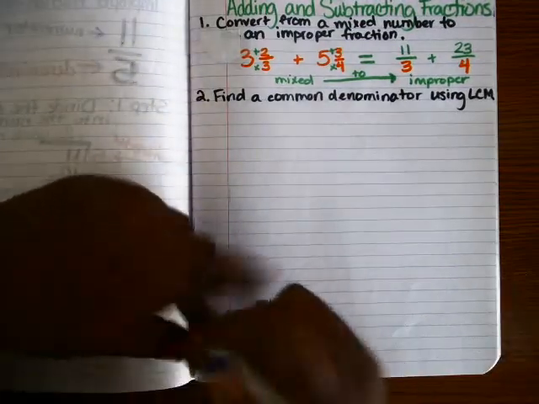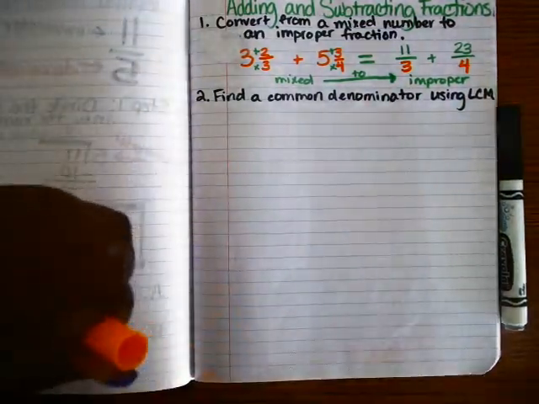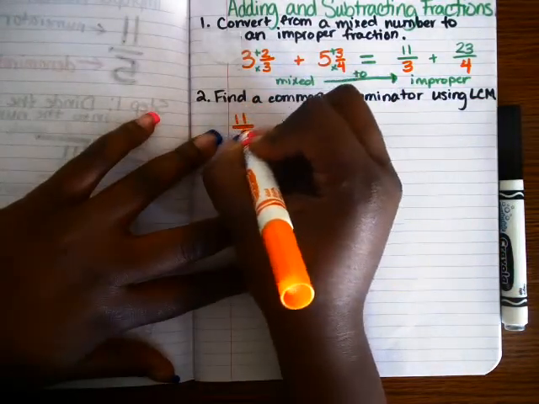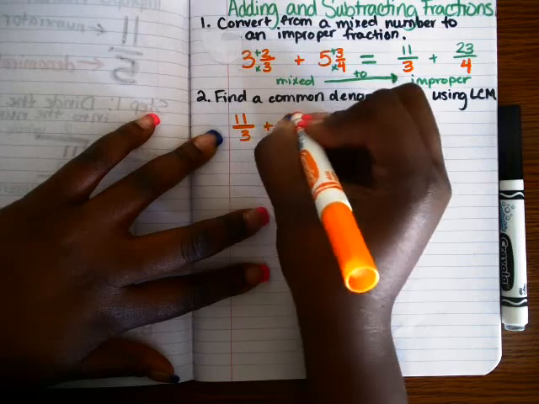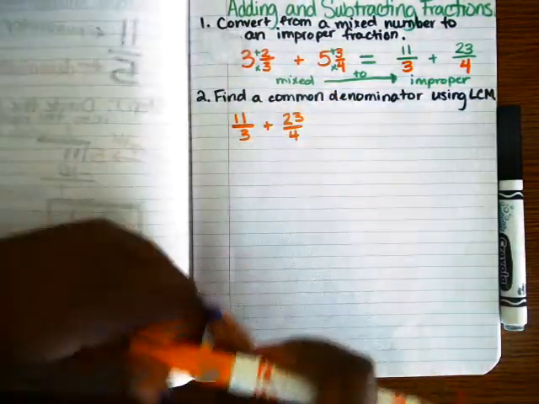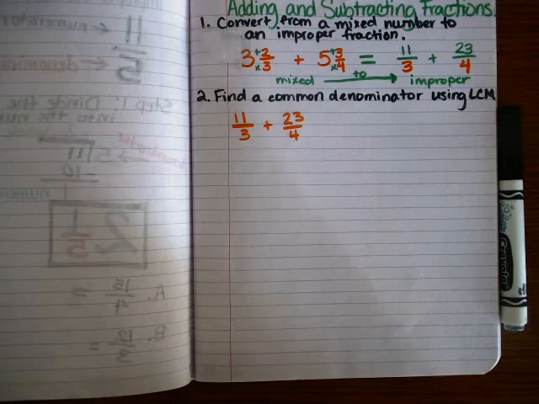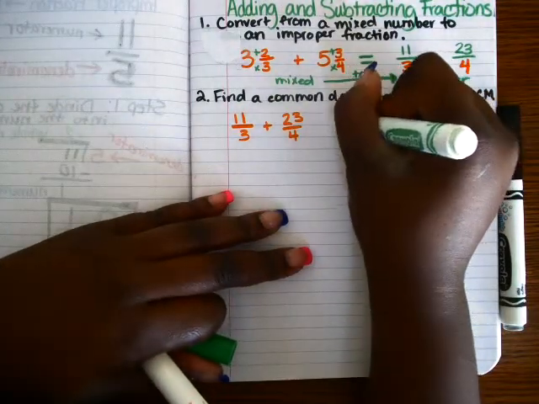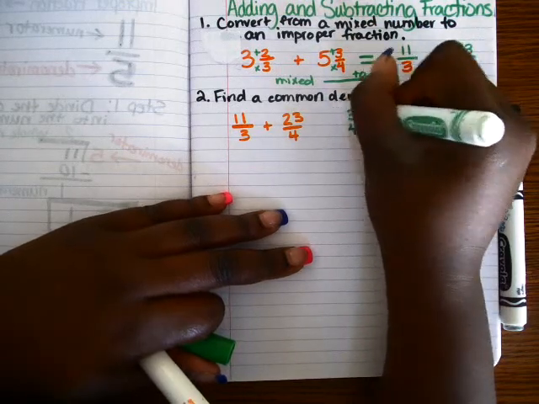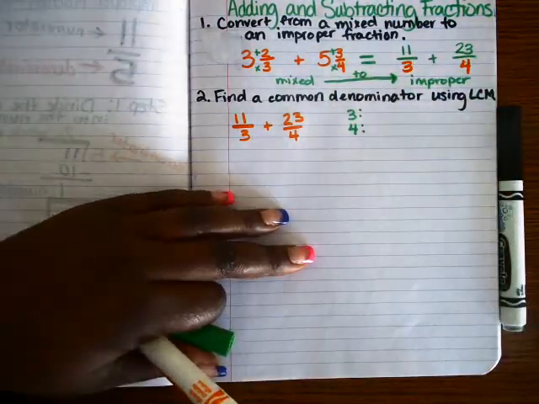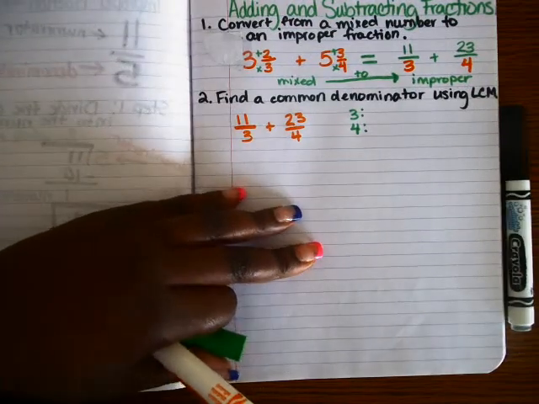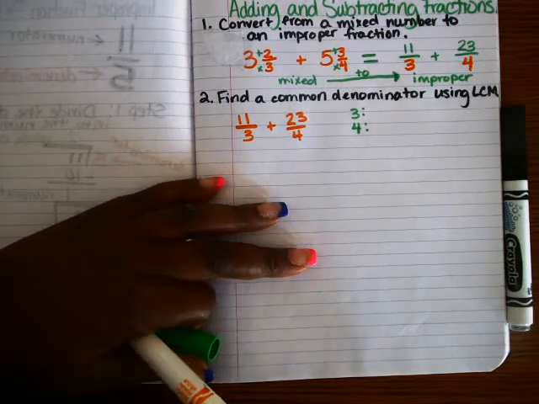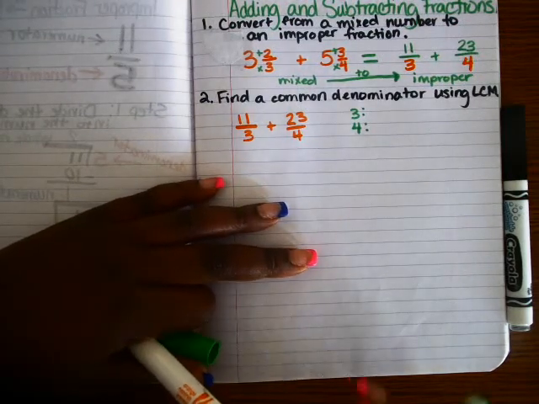So I'm going to take my 2 fractions that I changed from mixed to improper, which is 11/3 and 23/4. I want to look at those denominators. I have a denominator of 3 and I have a denominator of 4. And so what I want to do is I want to list my multiples, because that's what least common multiple means. You list your multiples and then you find the smallest multiple that they have in common. Yes, they will have multiple numbers in common, but you always want to use the smallest one.